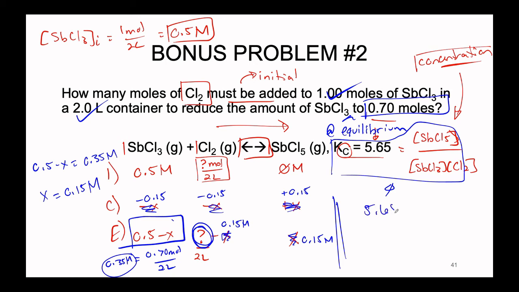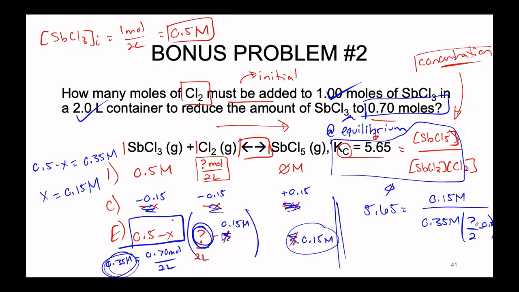We have a 5.65 that is equal to 0.15 molar, again, our equilibrium concentration for the SbCl5 we just found. This is going to be divided by 0.35 molar, which is from the antimony trichloride, the value right down here. And this is going to be multiplied by whatever this term is, our question mark divided by 2, all subtracting out 0.15. That looks kind of schmooshed there.